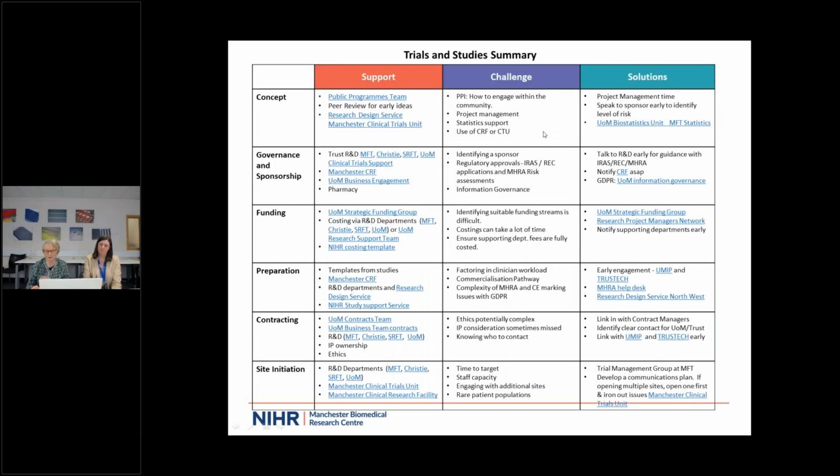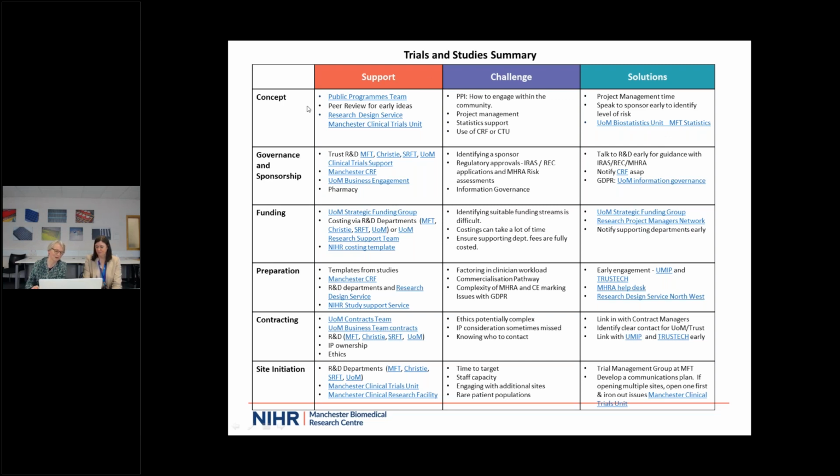Okay, so the first slide looks quite complicated, but you'll see the red column is all the support, some of the support that's available in Manchester, and where it's blue, you can then click on that to go through to the relevant organisation. Then we list some of the challenges that people have identified with that part of the study, and then some of the solutions that people have found really helpful.